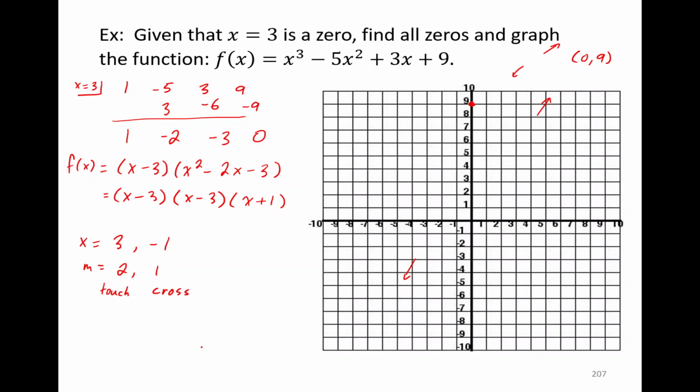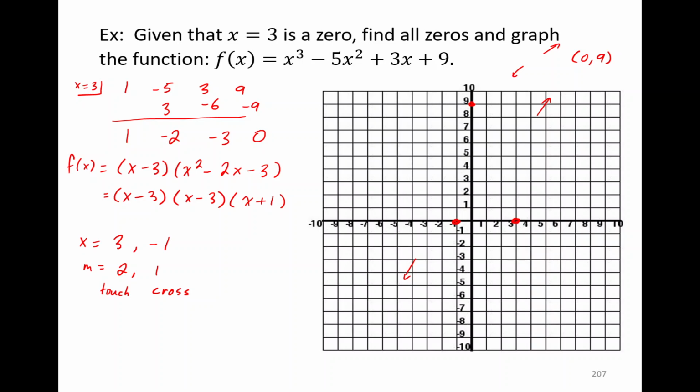So on my graph, I already have my y-intercept and my end behavior. I'm going to also plot these two x-intercepts. This means an x-intercept at (negative 1, 0), and an x-intercept at (3, 0). Now we can connect the information all together.